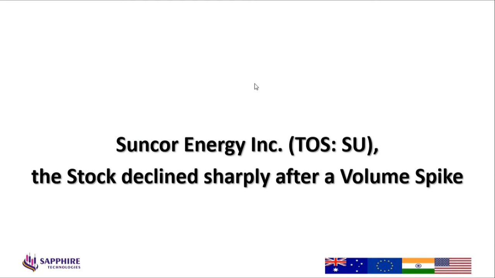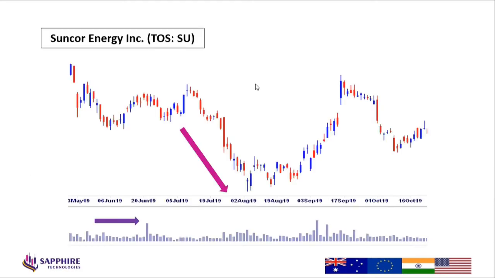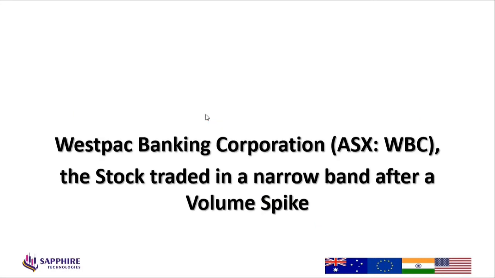Suncor Energy, that's a Canadian stock. The stock declined sharply after a volume spike. As you can see, the volume spike happened, marked by the purple arrow, and then the price fell sharply, although it recovered later. But the immediate impact was that the stock sold off pretty big time.